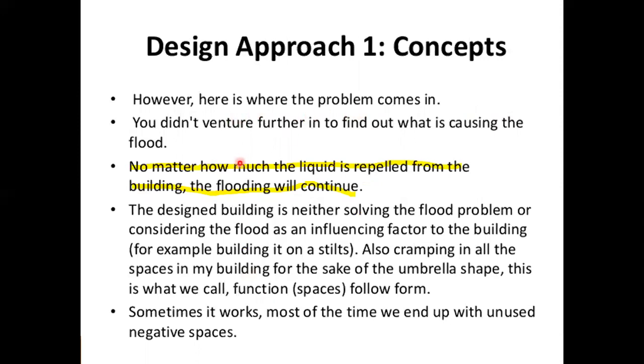However, here is another problem: no matter how much the liquid is repelled from the umbrella type building or water repellent building, the flooding will remain continuous. The design is neither solving the flood problem nor considering the flood as an influencing factor on the building. Also, all the spaces in the building are cramped for the sake of the umbrella shape. This type of approach is known as function following the form. So what could be the other solution? There could be a solution that the building is placed on a high deck, or might be the building is standing on columns.